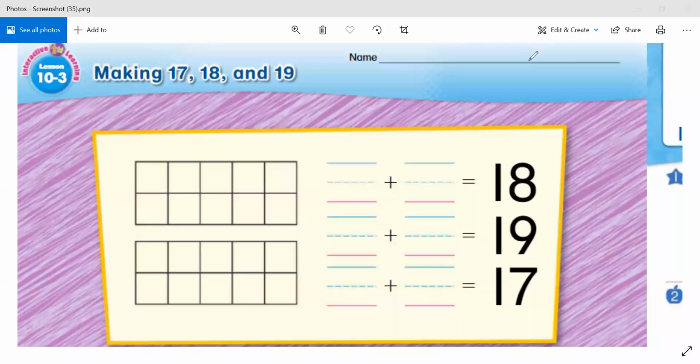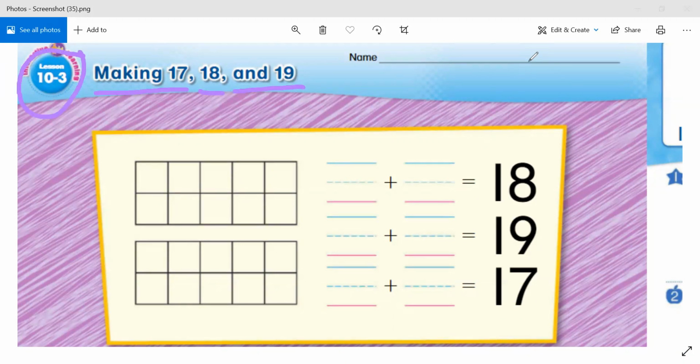Hi, superstars. It is time for math, and we are on lesson 10-3, making 17, 18, and 19. You've been making teen numbers by putting together 10 and some ones. You've been describing the numbers using drawings and number sentences. Today, we will be describing the last of the teen numbers.